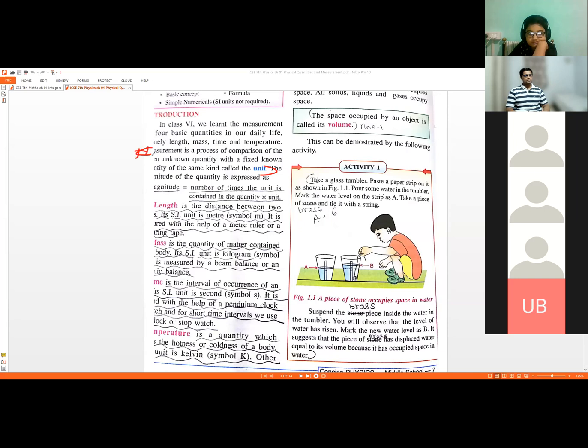Okay, please write down. Measurement is a process of comparison of the unknown quantity with a fixed known quantity of the same kind called the unit. Okay, magnitude is equal to number of times the unit is contained in the quantity multiplied by the unit. So I think you can write this down, unit का part लिख लो first. चलो जल्दी.